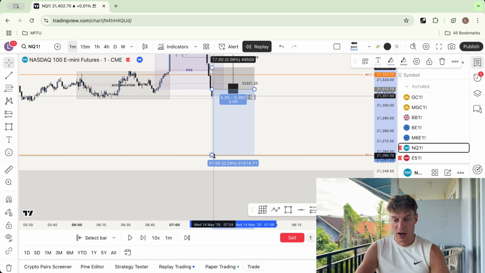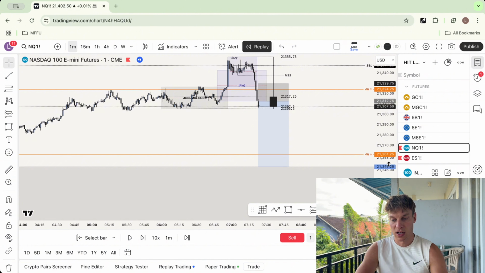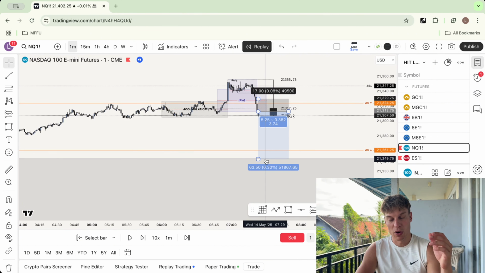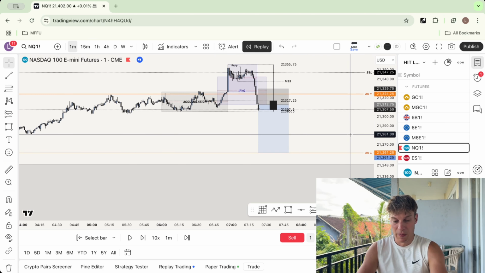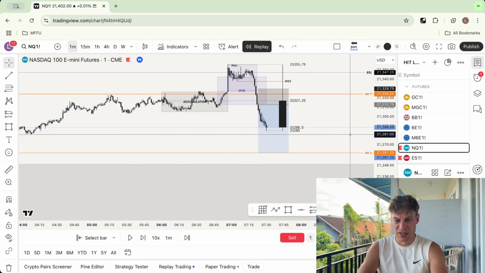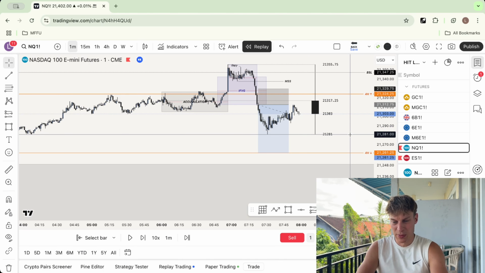A nice 3 RR. I could have taken this trade further down. There was obviously a PD array down here, a higher time frame fair value gap, that I felt price was going to come and respect into, but I didn't need to, to be honest. If I fast forward, I think we chopped around for a bit. I think I even shat myself a little bit because we got to break even at one point. I'm still a beginner.